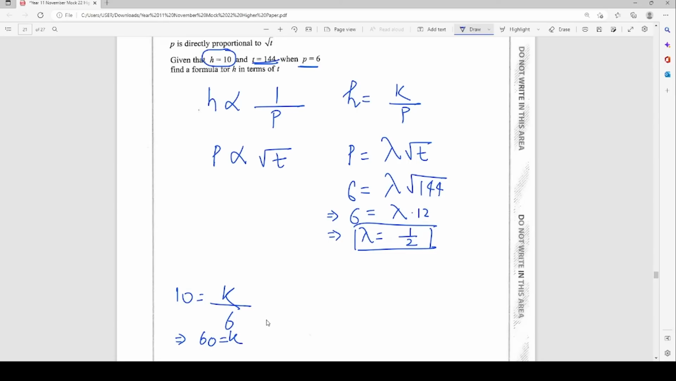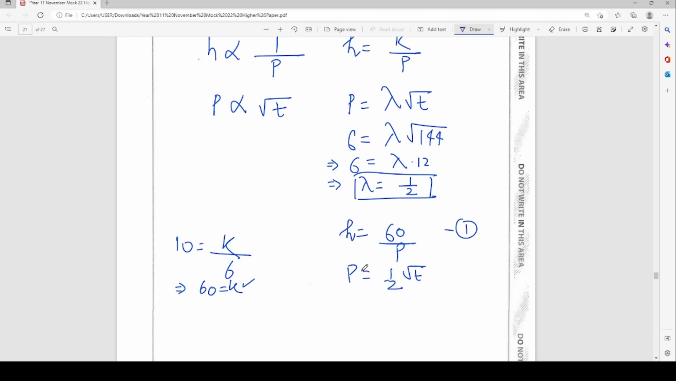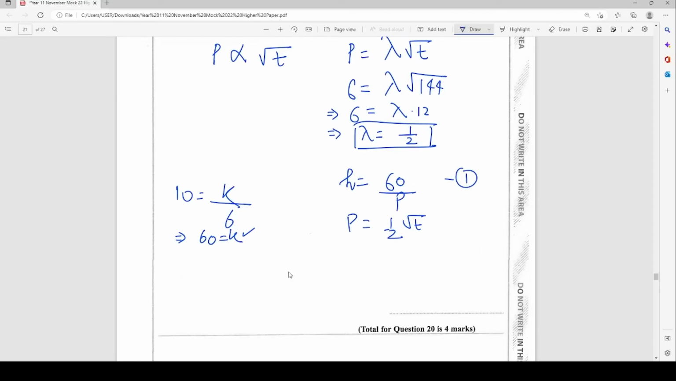And I got lambda is equal to half. And now using that we can actually get a formula. So my first formula is h is equal to 60 over p. That's my part 1. And the second one is p is equal to half root t. I need to get a formula for h, so we will just substitute this p right there. So h is equal to 60 over 0.5 root t, and this 0.5 can be moved across. So h is equal to 120 over root t. So that's what my final answer is.